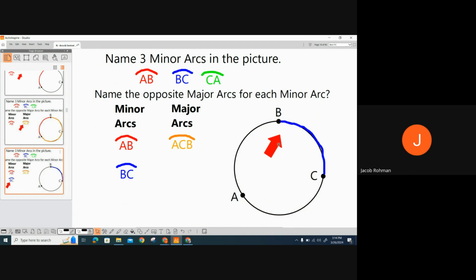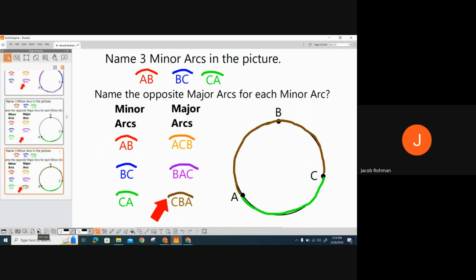Then the second minor arc that we looked at was minor arc BC. So again, the major arc that's opposite of that would go from B to A back to C. So you're still using B and C as the endpoints, but then there's going to be the A in between. So BAC is the major arc there. And then the last minor arc was CA. And again, the endpoints of the major arc that's opposite of that would be A, B, C going in that direction. So we would say CBA as the major arc.